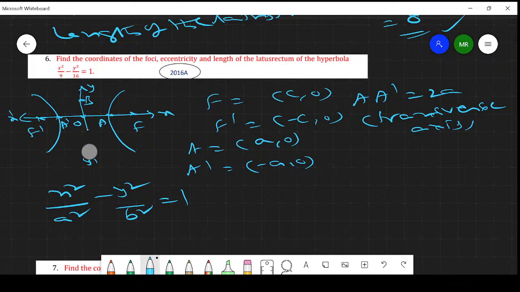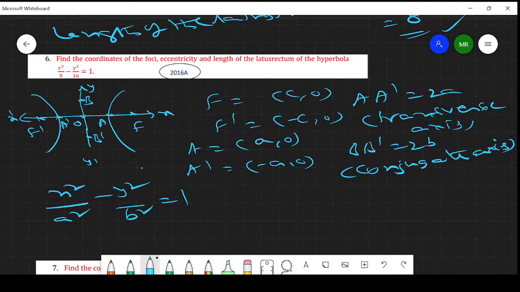Just think about this vertical line. Here they put B and B dash. BB dash is called 2b, and this is called the conjugate axis. So the transverse axis is AA dash and the conjugate axis is BB dash. The equation is x square by a square minus y square by b square is equal to 1.